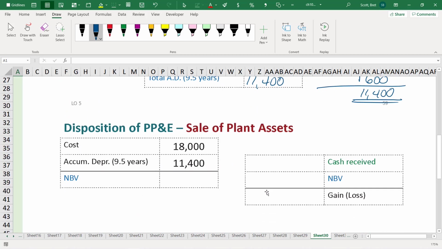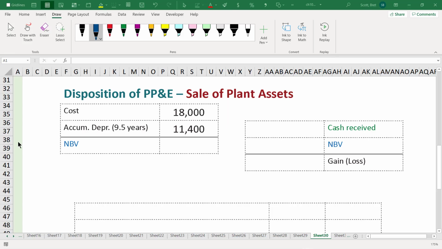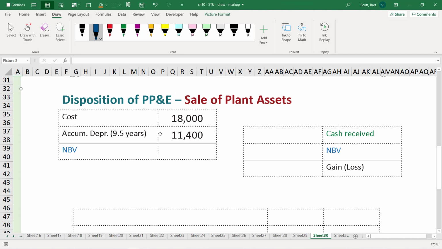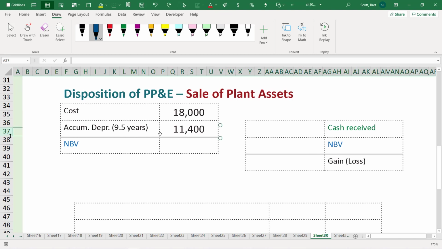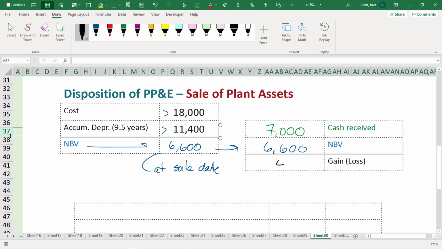Scrolling down here. So total accumulated depreciation is 11,400. Total cost basis was 18,000. So our net book value, NBV, is $6,600 at the sale date. Now, we received in this transaction $7,000, and if our net book value was $6,600, that means, put simply, we have a gain on the sale in this transaction.